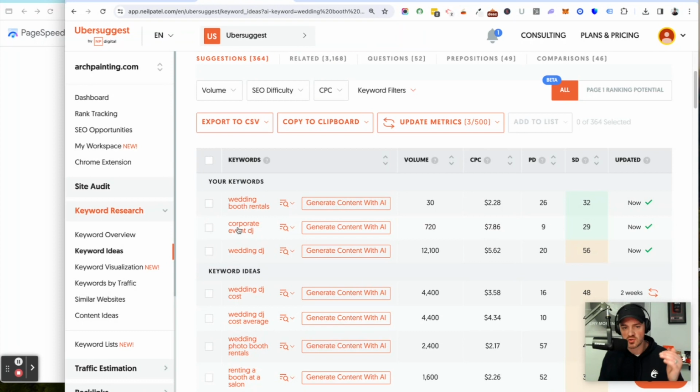Wedding booth rentals, corporate event DJ, wedding DJ. Wedding DJ alone is Googled over 12,000 times per month. Now we look at a couple different columns after that. Cost per click, if you do a paid approach with Google Ads, is over $5 per click. The paid difficulty is a 20 out of 100, so not super competitive. It's on the low to medium range of competition.